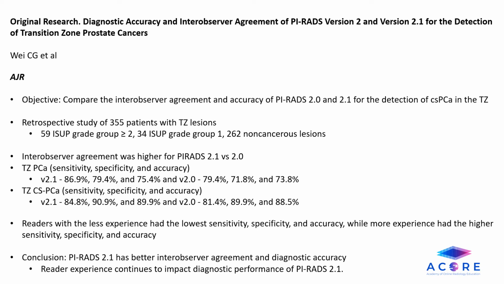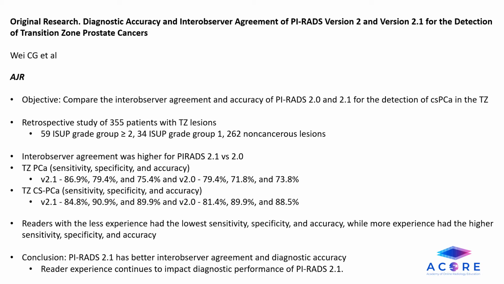The objective of this retrospective study was to compare the inter-observer agreement and accuracy of PIRADS 2.0 and 2.1 for the detection of clinically significant prostate cancer in the transition zone among 5 radiologists with varying degrees of clinical experience. 355 patients with transition zone lesions underwent biopsy, with 34 ISUP grade group 1, 59 ISUP grade group 2 or greater, and 262 non-cancerous lesions.